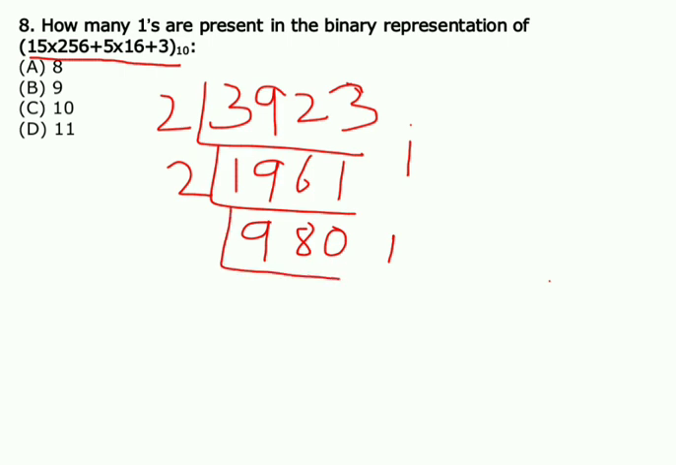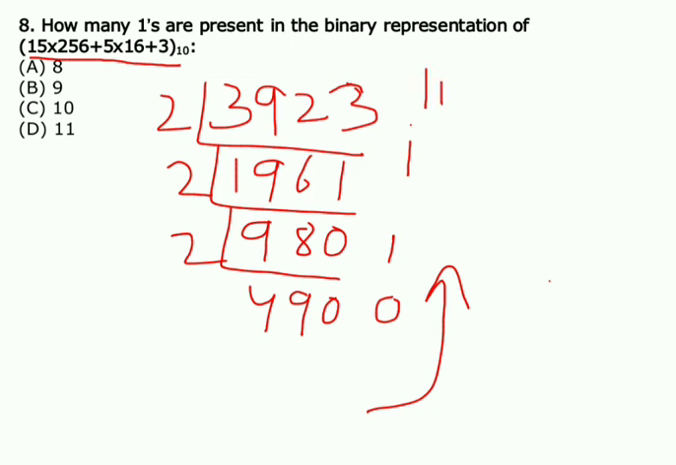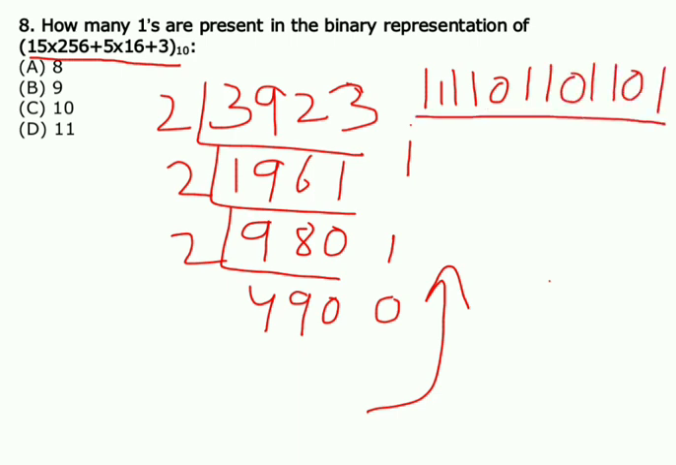Next, 2 4s are 8, 2 9s are 18, so we will get the remainder 0. Like this we keep on repeatedly dividing the given number by 2 until we completely divide the given number. Read the remainders from bottom to top. Then the binary representation of 3923 will be, so what is the binary representation here? That is 1 1 1 1 0 1 0 1 0 0 1 1. So this will be the answer here.